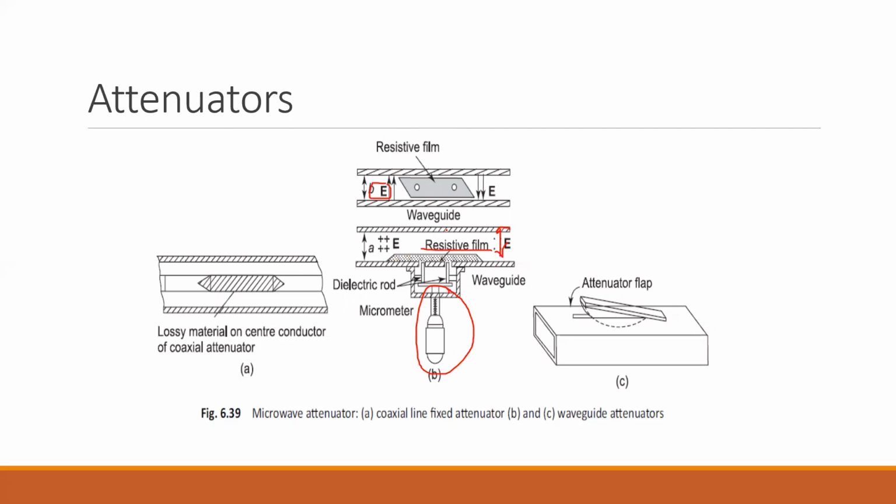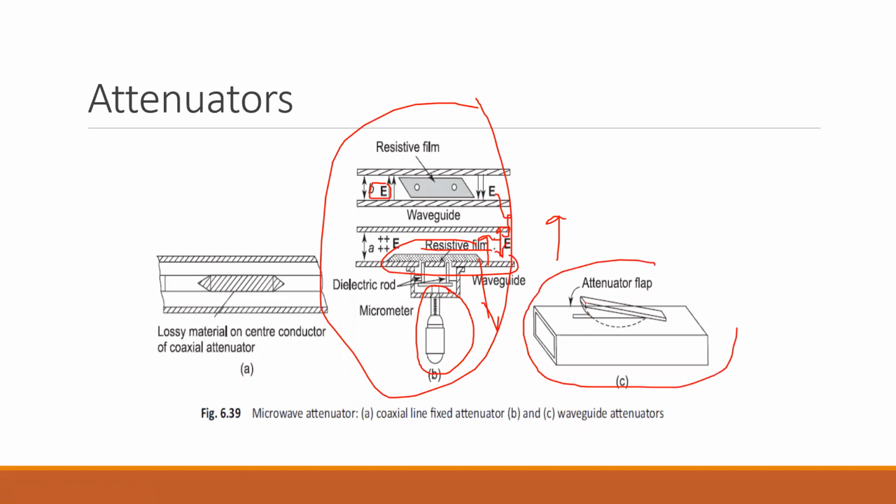So due to which more and more attenuation is being introduced. In this case, you will have a particular range in which you will be attenuating the signal. There will be either no attenuation at all if you remove this resistive film totally out of the equation, but if you keep on introducing it, the attenuation keeps on increasing. So this is one variable attenuator, and another one is the flap type, which you can observe here.